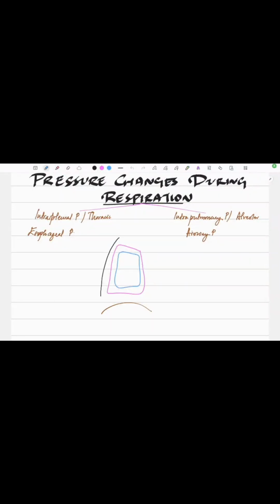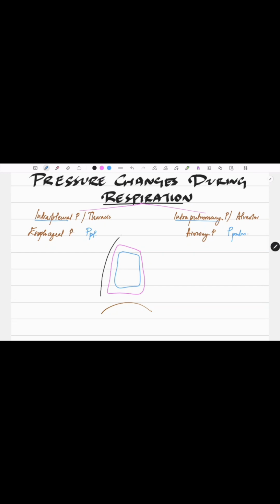Hi friends, in this video we are going to discuss the pressure changes during respiration. Here we have to study two pressures. One is the intrapleural pressure, also known as the thoracic or esophageal pressure, which can be represented as P pleura. The other is the intrapulmonary pressure, also known as the alveolar or airway pressure, represented as P pulmonary.